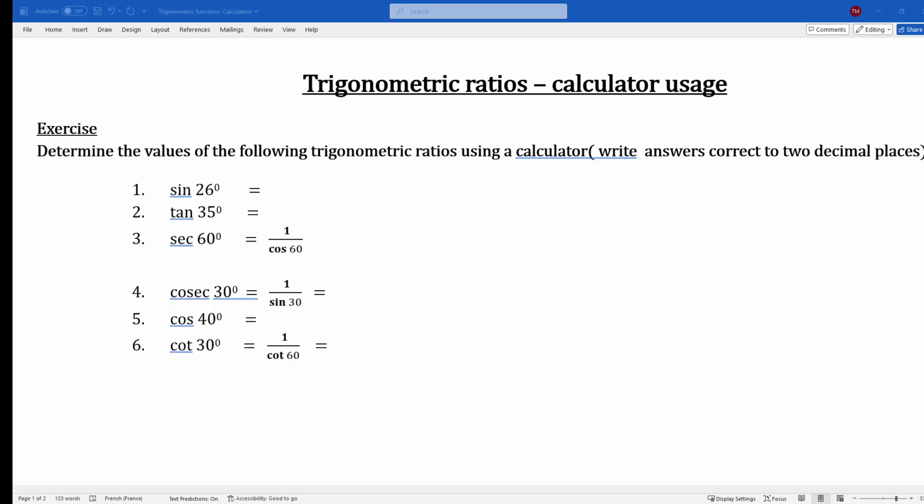In this lesson, we will focus on trigonometric ratios, where we will use a calculator to determine the values of the given trigonometric ratios, and we are to write our answers to two decimal places. Now let us focus on the first one.